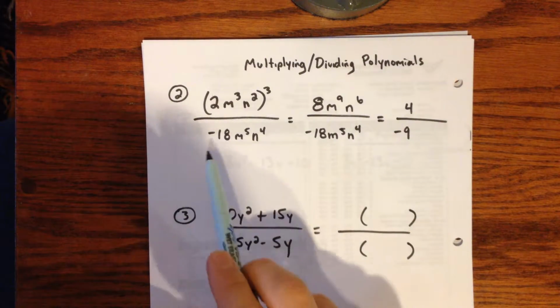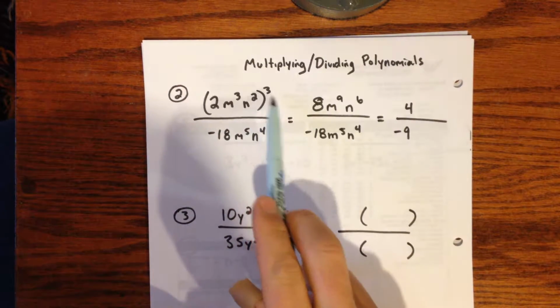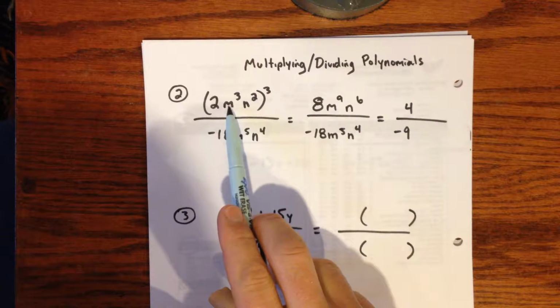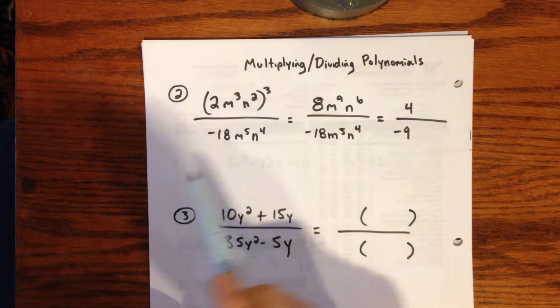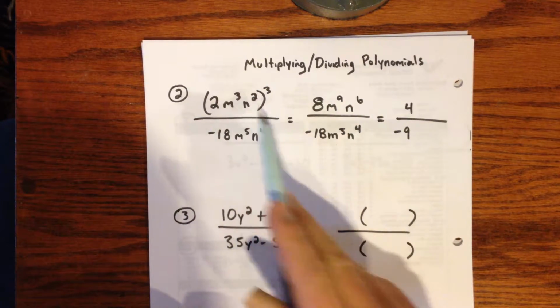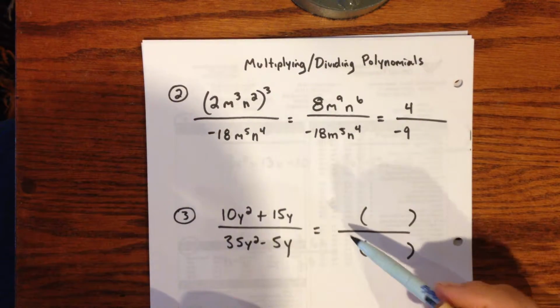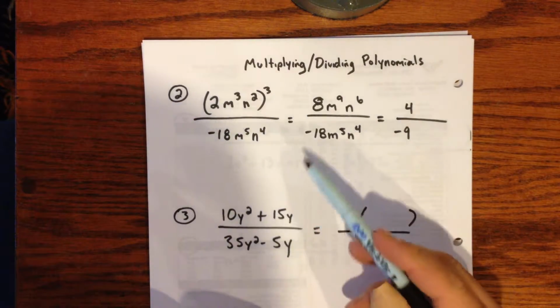So the first one, you have to do power to a power. So 2 to the third is 8, m to the third power is m to the ninth, and n squared to the third power is n to the sixth. And then the bottom I just rewrote, and now all I really have to do is reduce.